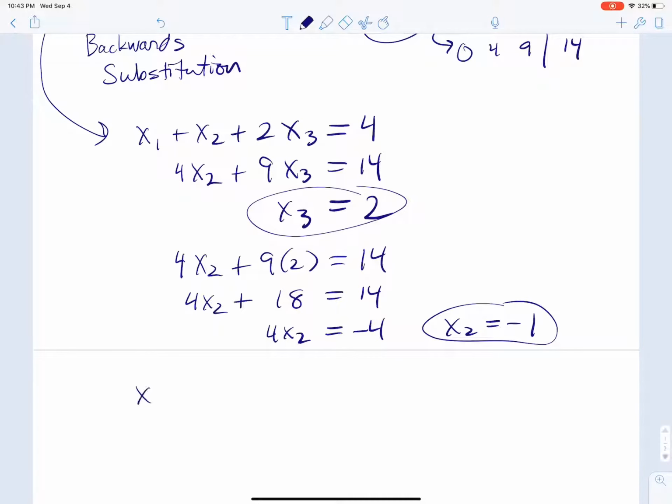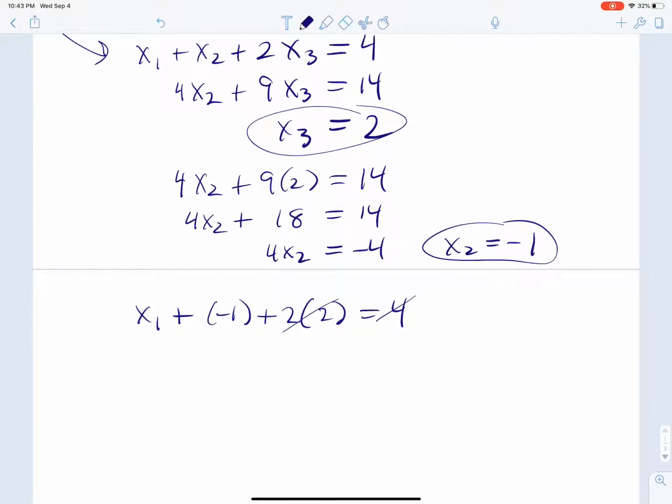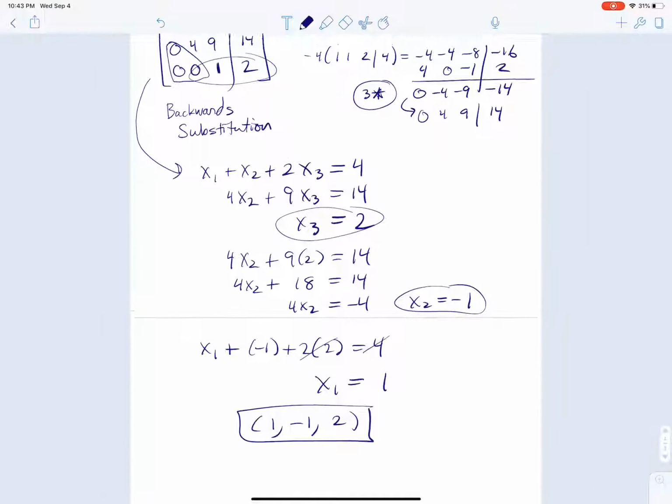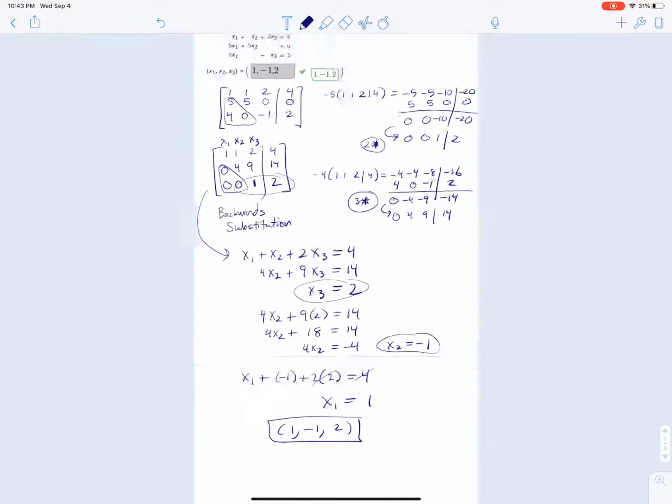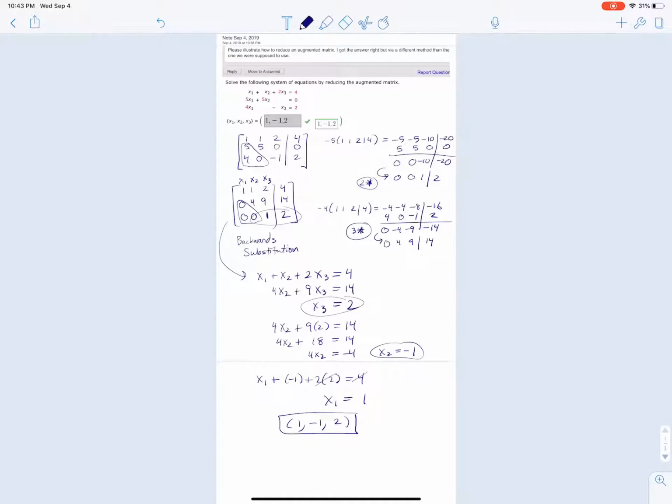And then we go x1 plus negative 1 plus 2 times x3, which was 2, equals 4. So these 4's kind of cancel each other out. So you just get basically x1 equals 1. So our solution would be 1, negative 1, and 2. So that's how you solve this using a matrix. So I only want my students to make a matrix up to this stage here and then use backward substitution. So that's it. That's the answer.